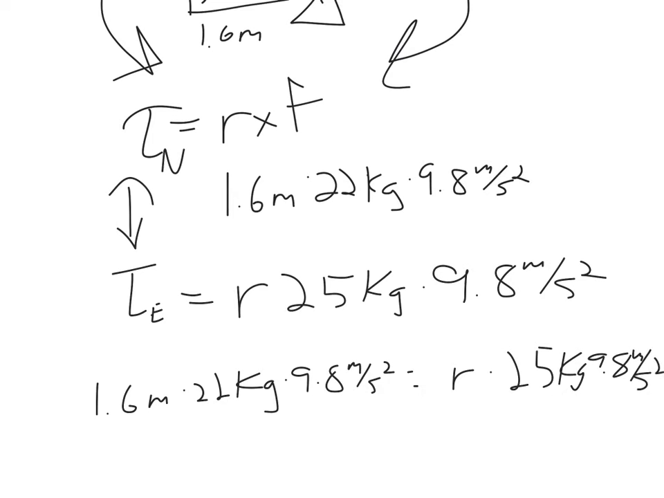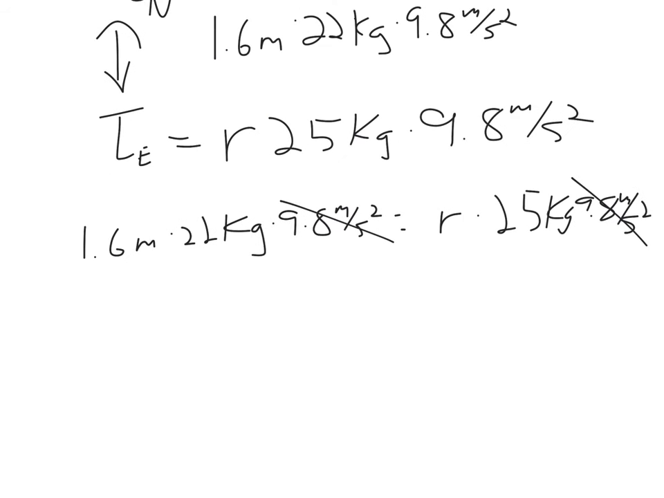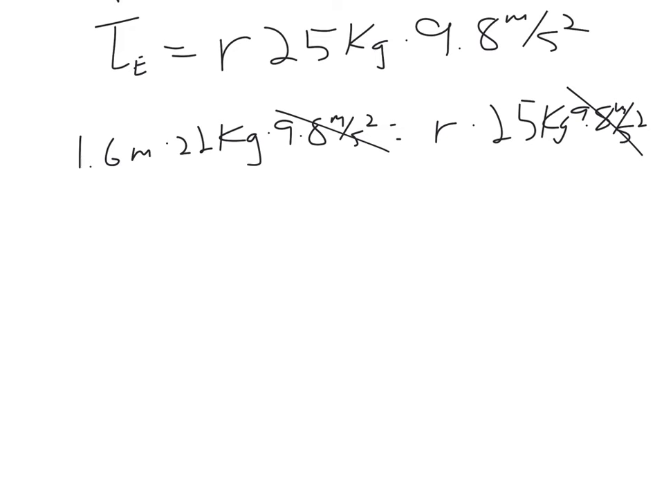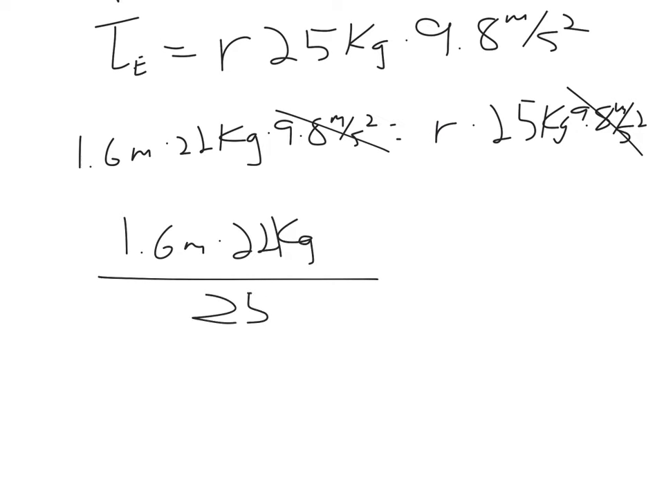Look at that, g canceled, which if I had solved this properly, I would have solved first before substituting in and wouldn't have had to copy that over so many times. So I did the long, inefficient way. So what am I doing to get R? I'm taking 1.6 meters, I'm multiplying by 22 kilograms and dividing by 25 kilograms. It should give me R. Kilos will cancel. I'll get meters, which is what I'm looking for.